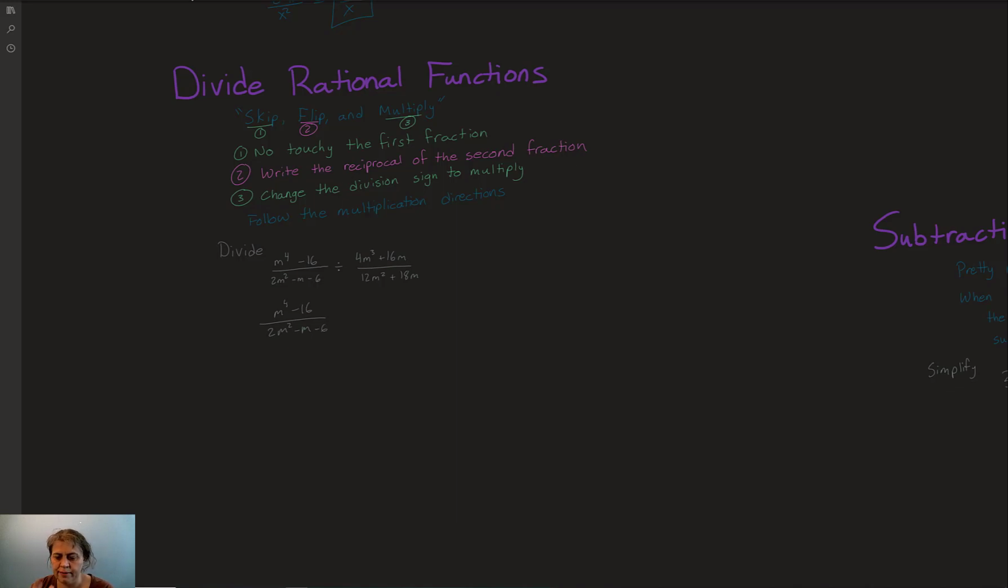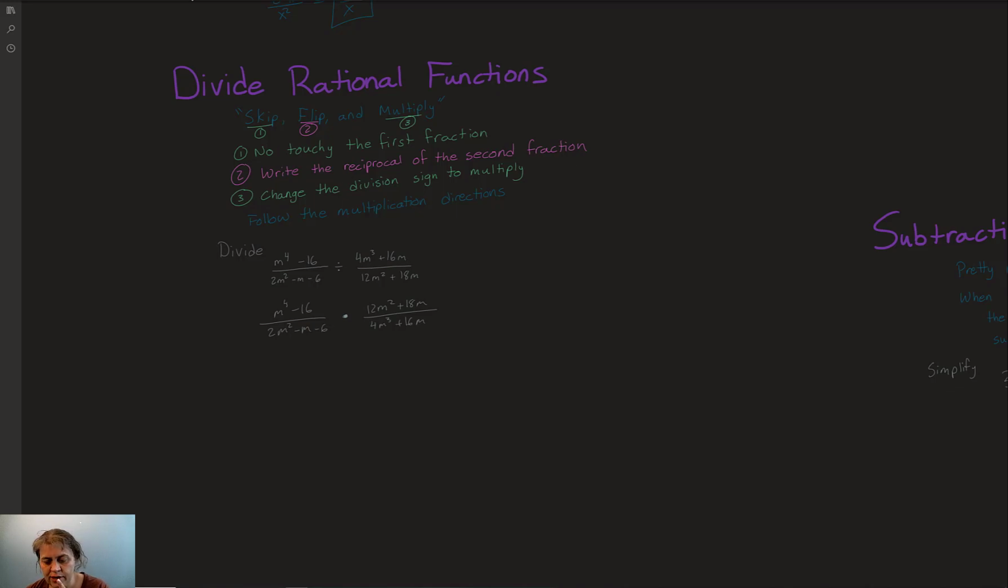No touchy the first guy, check. Flippy the second one. So that means to put the 12m squared plus 18m on top and the 4m cubed plus 16m on the bottom. And then change the division sign to a multiply. This is now a multiplication problem. Theoretically, you know how to do that.